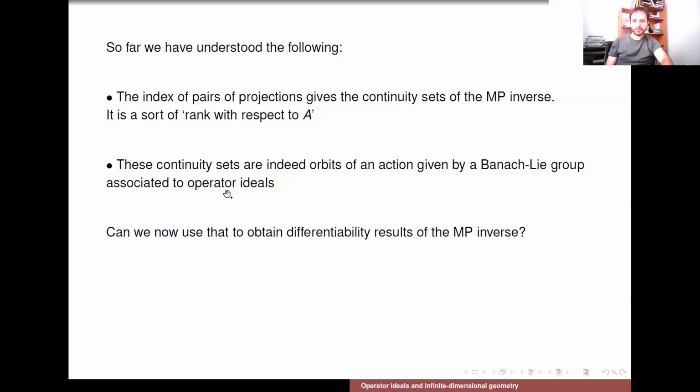Also, we have that the continuity sets Ck of A are indeed orbits of an action given by a Banach-Lie group. So it is natural to ask the following question. Can we now use that to obtain differentiability results about the Moore-Penrose inverse? That is, use the structure of these Banach-Lie groups, understand these orbits as homogeneous spaces, smooth homogeneous spaces.